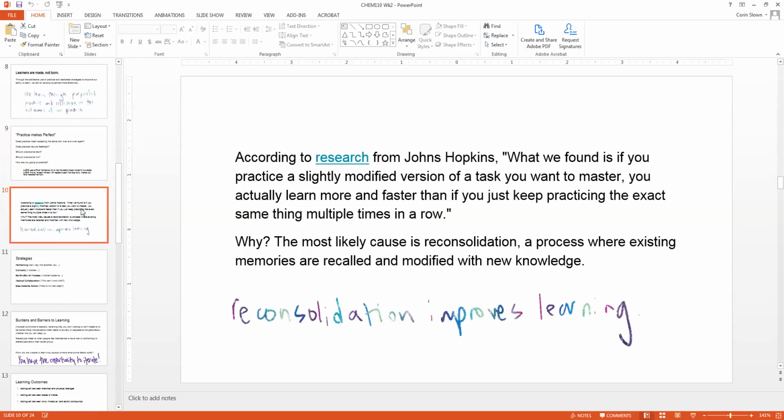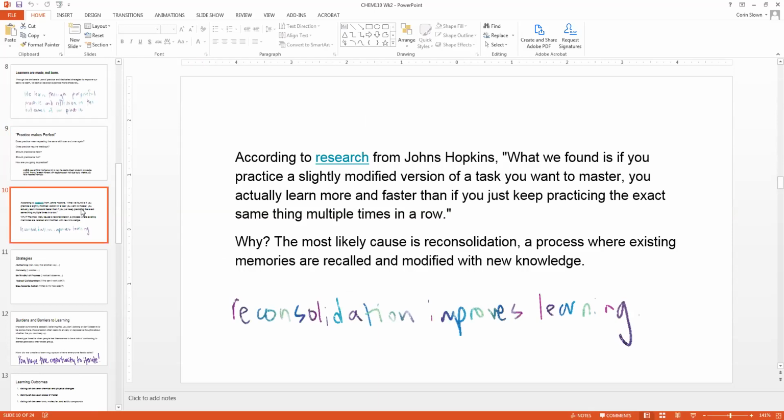Really critically, according to research from Johns Hopkins, what they found is that if you practice a slightly modified version of a task you want to master, you actually learn more and faster than if you just keep practicing the exact same thing multiple times in a row. Well, what's the reason for that?